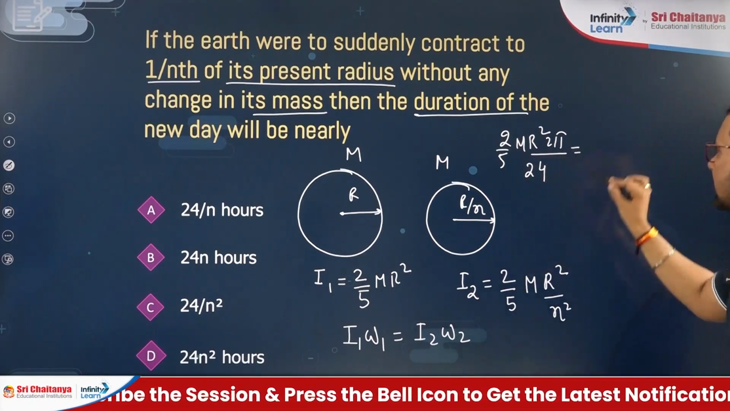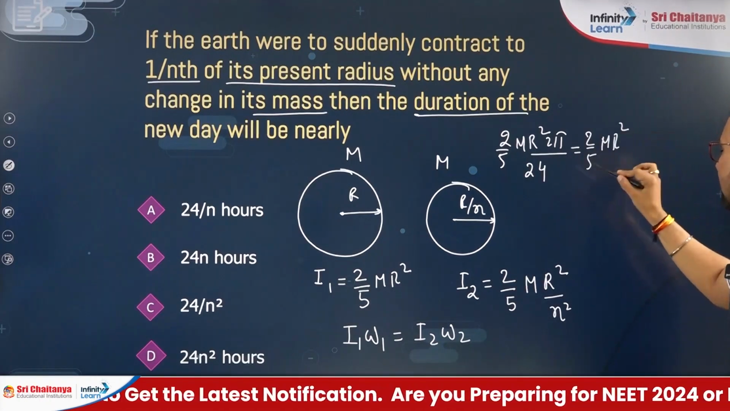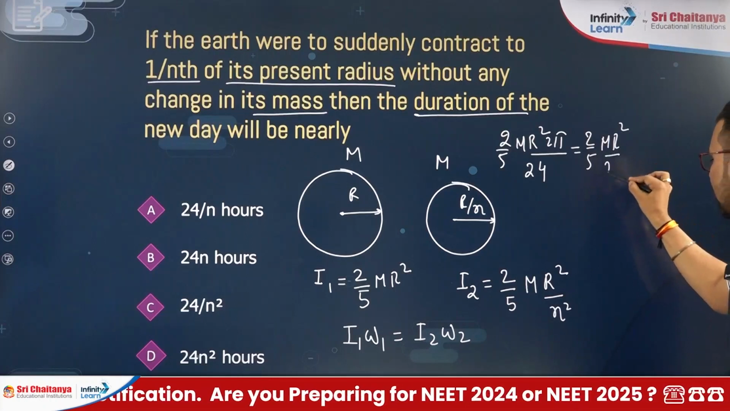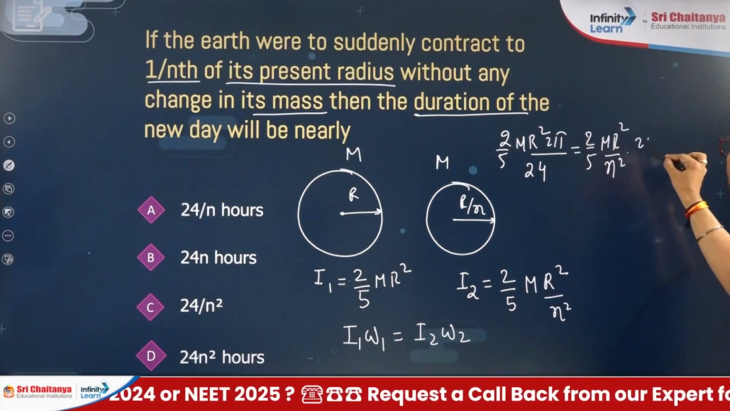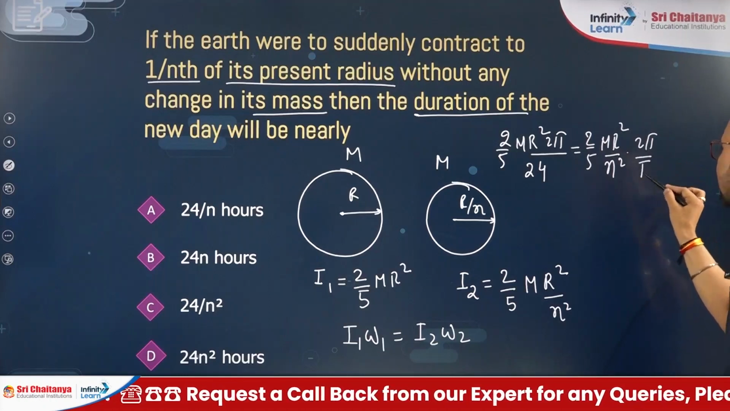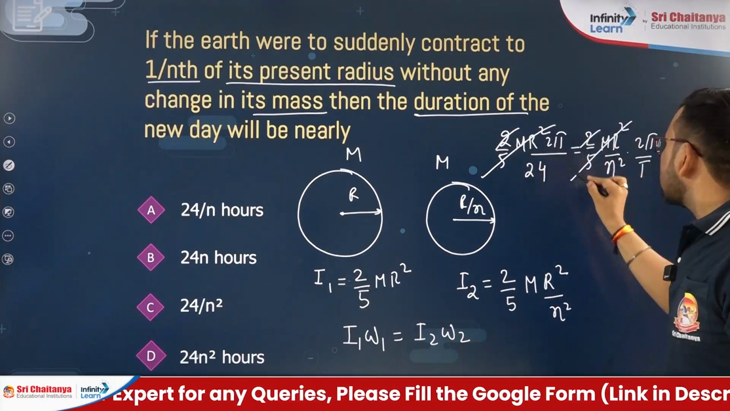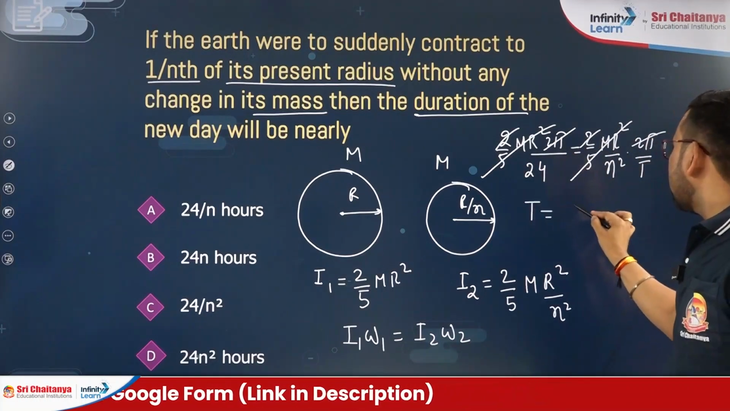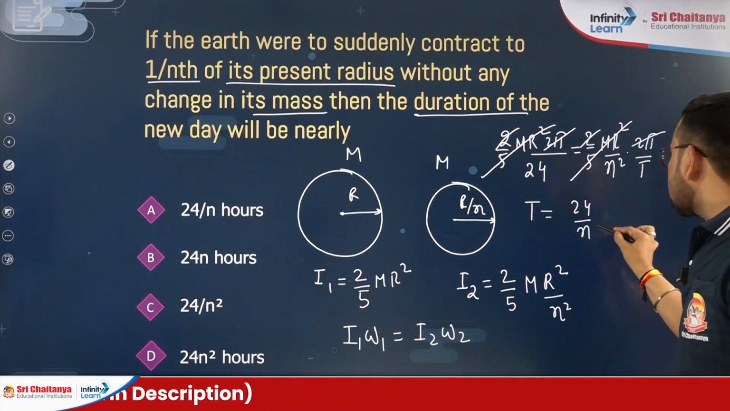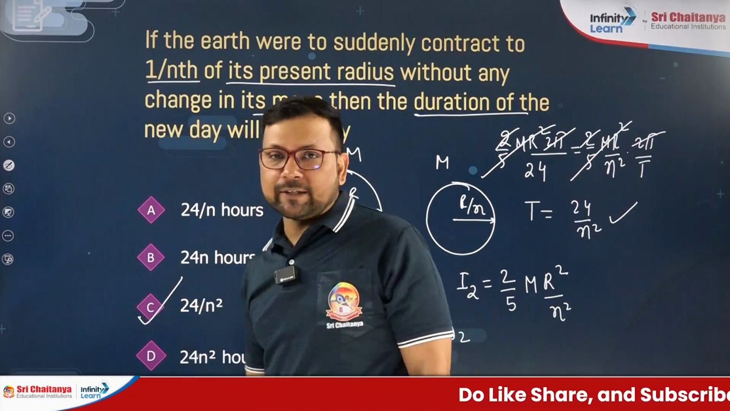Then secondly we can write 2 by 5 mr square, and then n square also, because r becomes r by n, and then 2 pi by the new time that I have to find. 2 by 5 mr square, 2 by 5 mr square, 2 pi cancelled, and the new time is 24 by n square. That is 24 by n square. C option is the correct option.